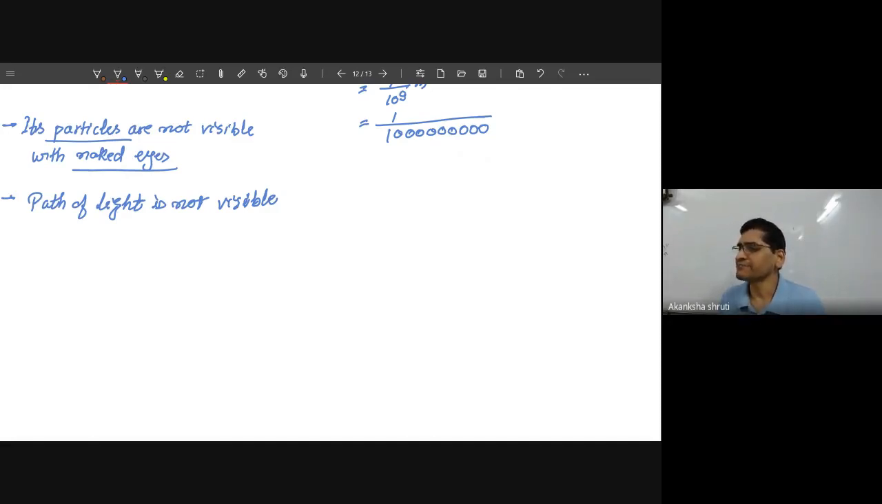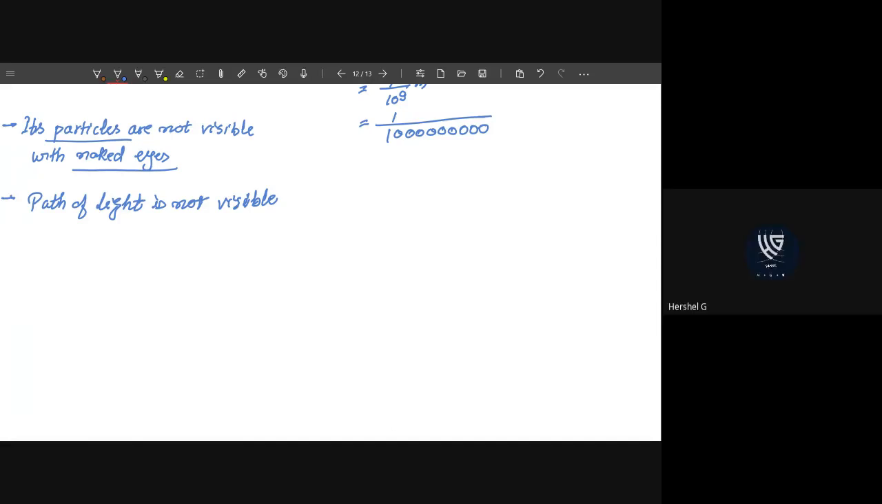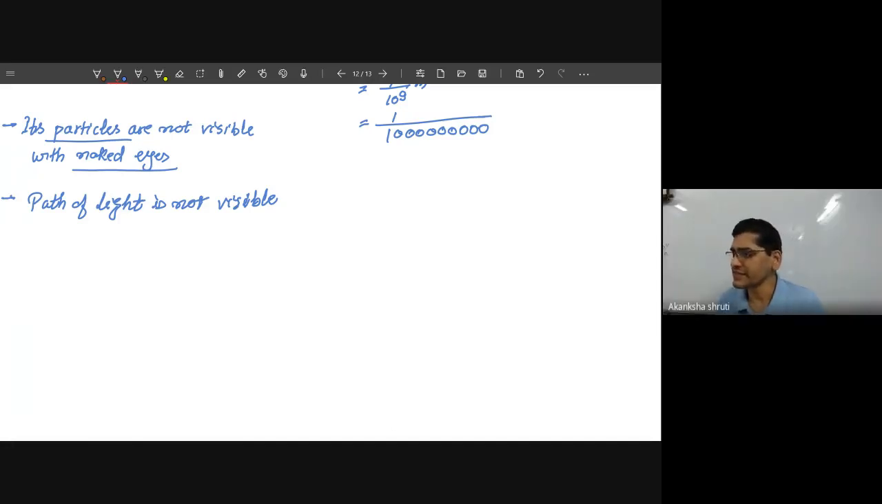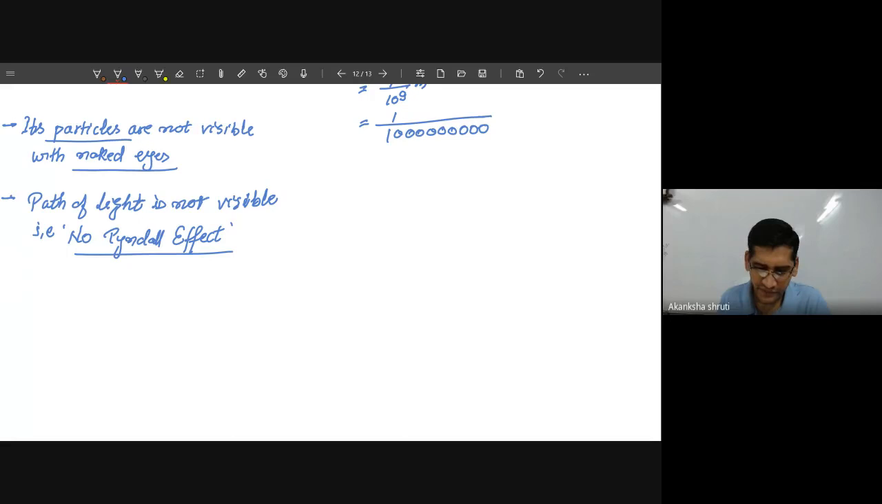Tyndall effect itself tells that the path of light passing through any medium is visible if the medium is scattering the light. And this scattering can occur if the particles of the medium are of significantly bigger size. So that's why it is also called no Tyndall effect found in solution.